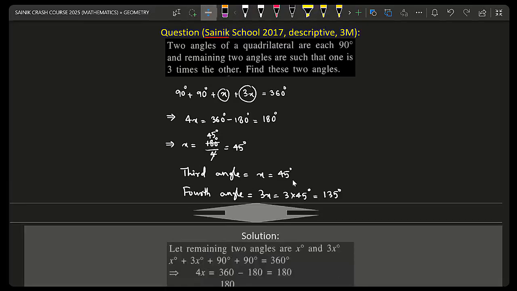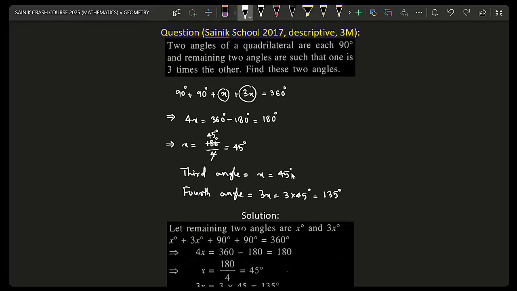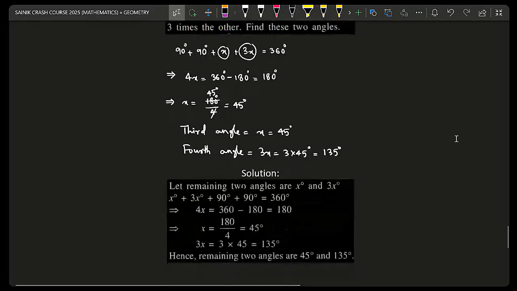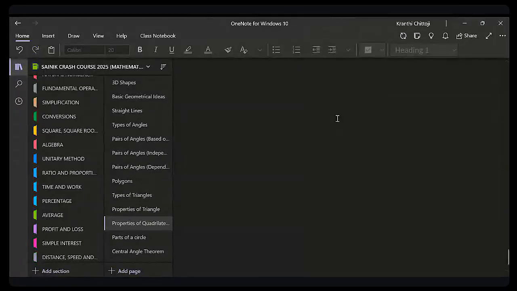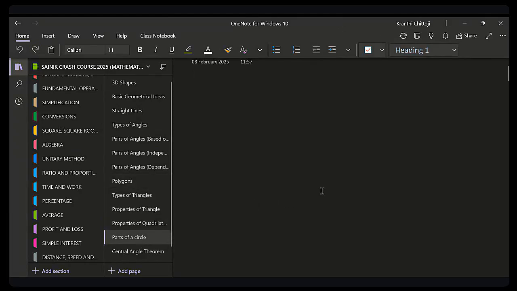Okay. So this is based on angle sum property of a quadrilateral. Sum of all the four angles is equal to 360 degrees. Using that, we found the next two angles, 45 and 135. So this is about types of quadrilaterals and their properties. And next we are going to discuss about circle and its parts.